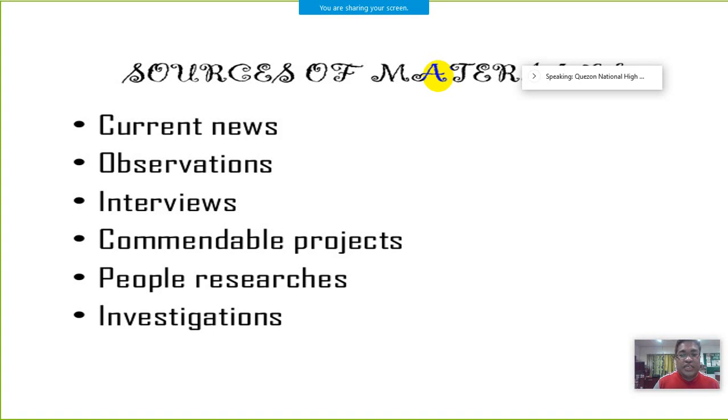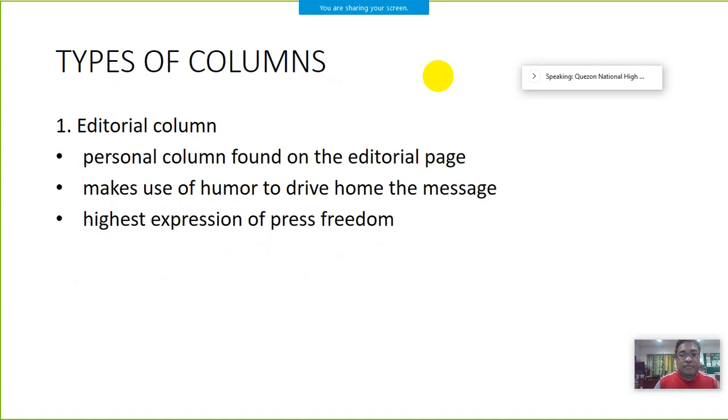Say for example, a certain individual was able to invent a medicine that would cure a broken heart. No, I'm just kidding. A certain individual invented, for instance, a fuel or gas out of banana sap. So that's just an example. It's a product of research. Then we can also write our column based on the outcome of an investigation.